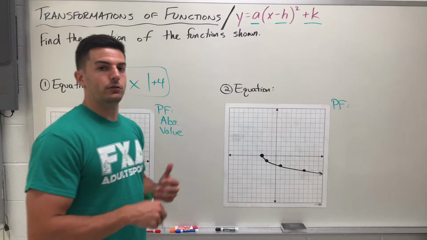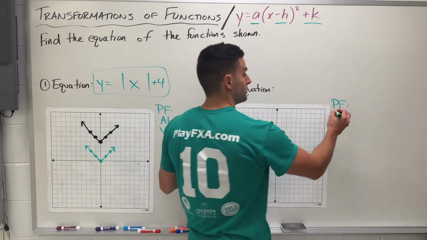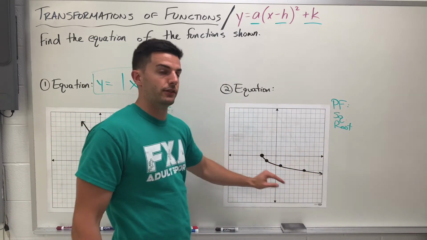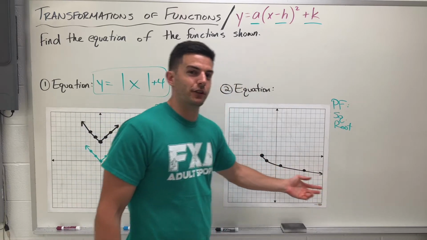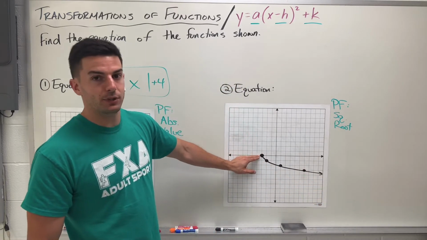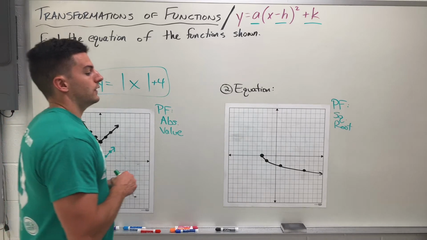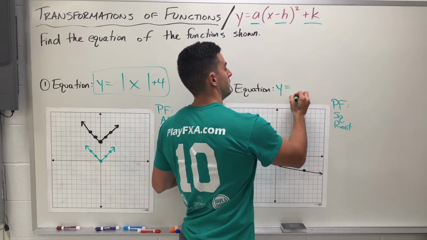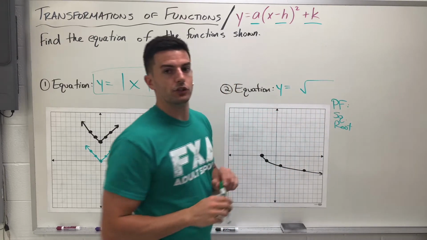This would be, if you know it, a square root. It's kind of an upside down square root, but it's still a square root graph. The square root's a little different because that's the only graph that comes to a stop at a certain point. So I know my equation is going to involve y equals, and it's going to have that square root in it.